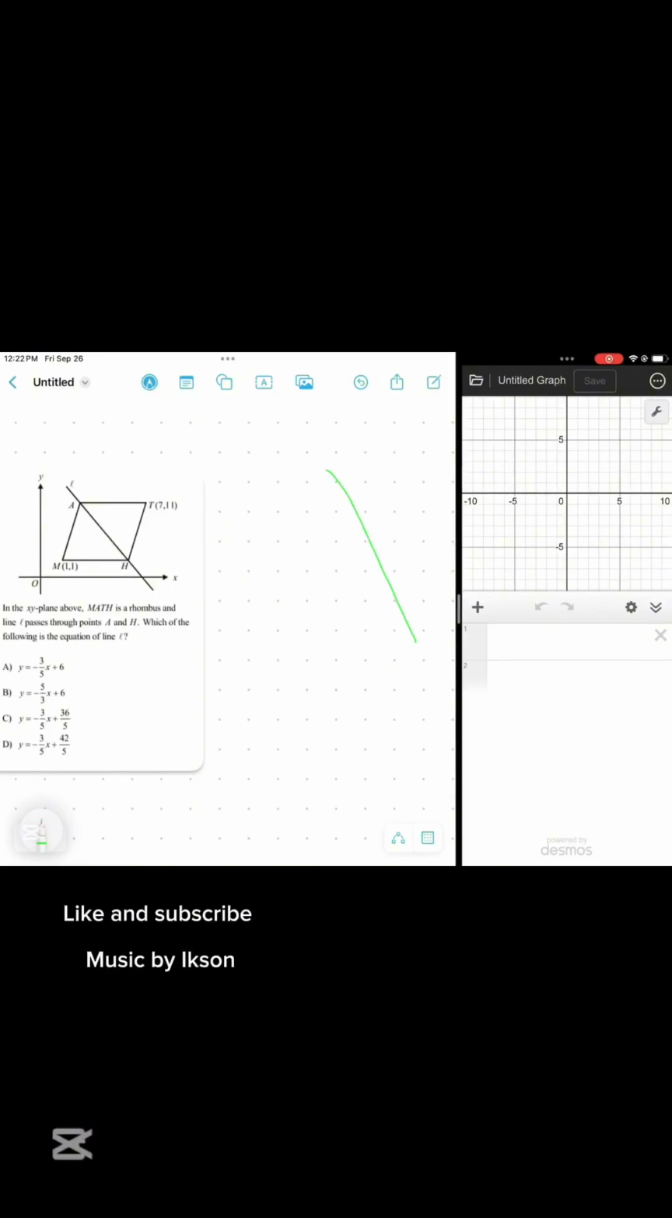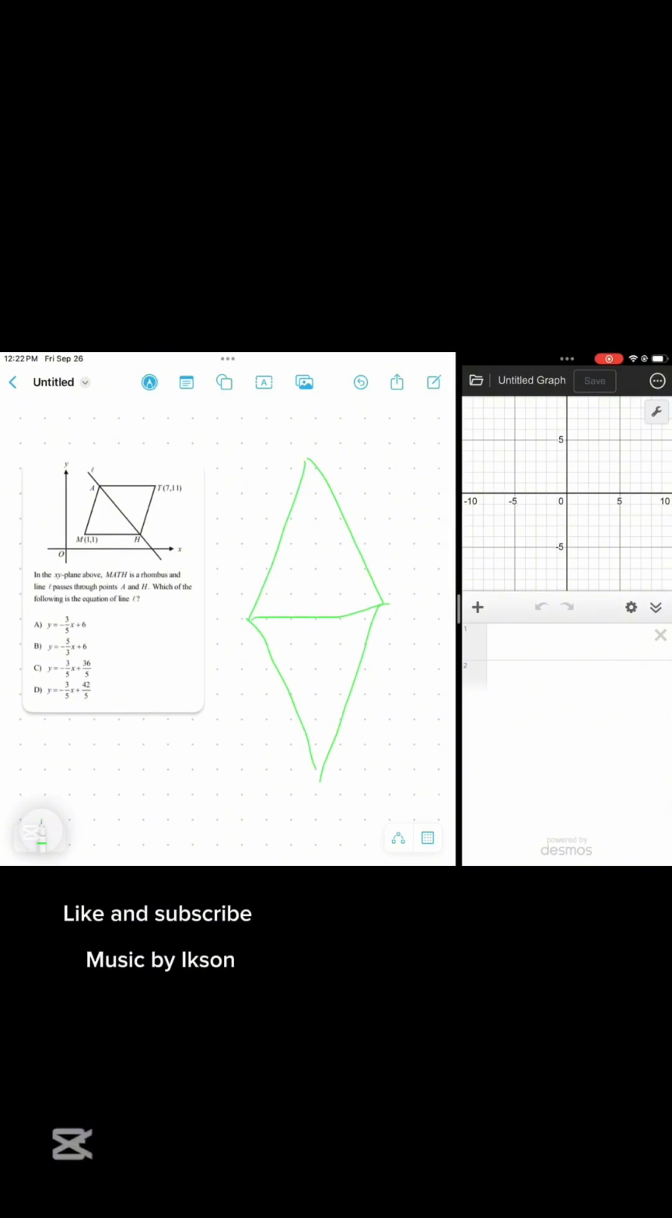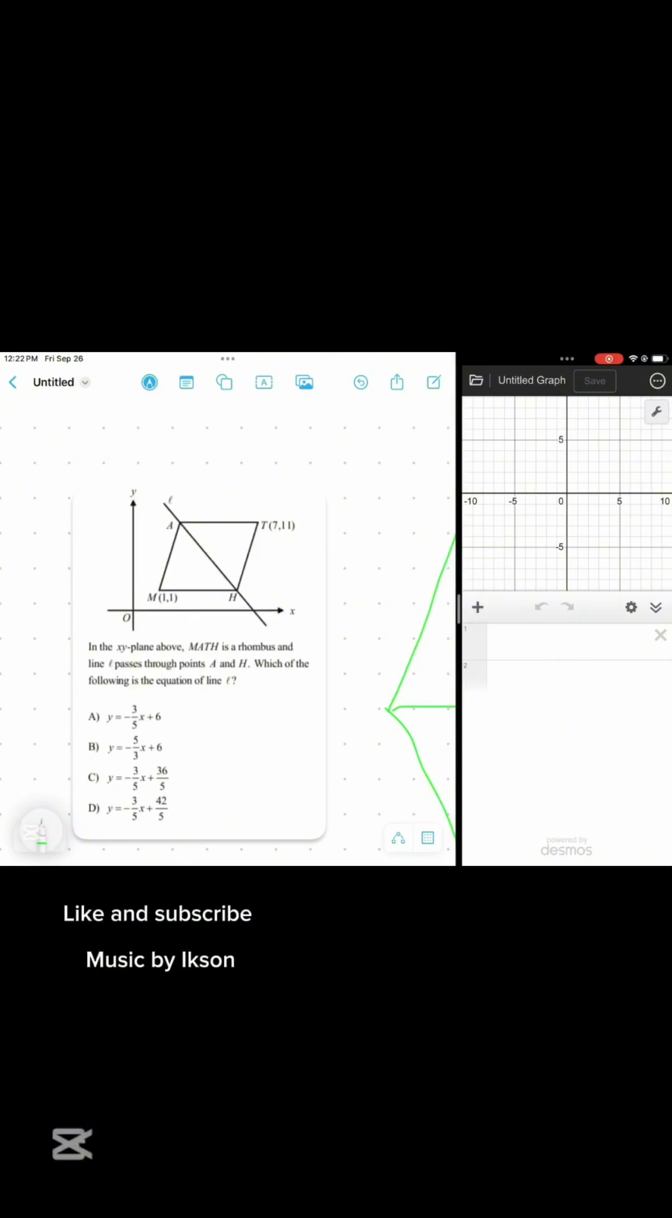So we know that the figure is a rhombus, and I'm going to draw another rhombus so that you understand. In a rhombus, there are always two lines that are parallel, so the other line is parallel to the line that passes through (1, 1) and (7, 11), because there's a right angle there. So now what we need to do is find the slope of the MT line, basically.